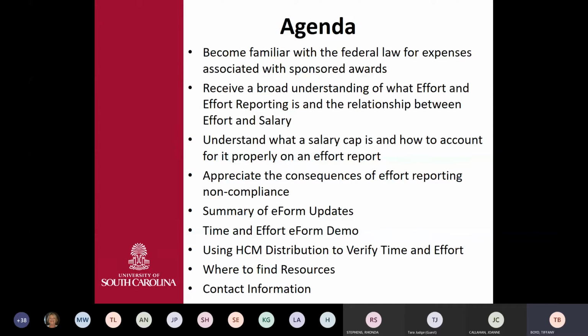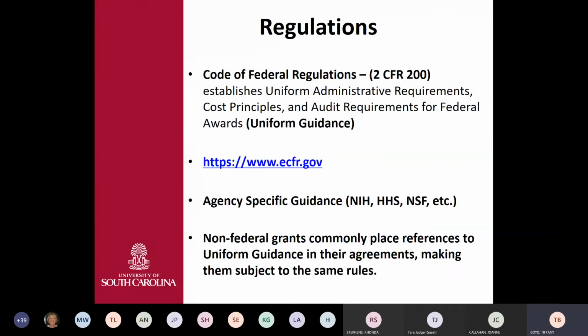We're going to appreciate the consequences of effort reporting as it relates to noncompliance, and then we're going to dig right into the summary of all the updates we were able to make as a direct result of all the feedback we got from you guys from this first round using the new time and effort reporting system. And then we're going to walk you through a demo of the time and effort e-form at all approving stages, starting with the business manager releasing and reviewing it, all the way from the employee, the PI, and the supervisor approval. And then we're going to talk about where you can find resources and who you can contact if you have questions.